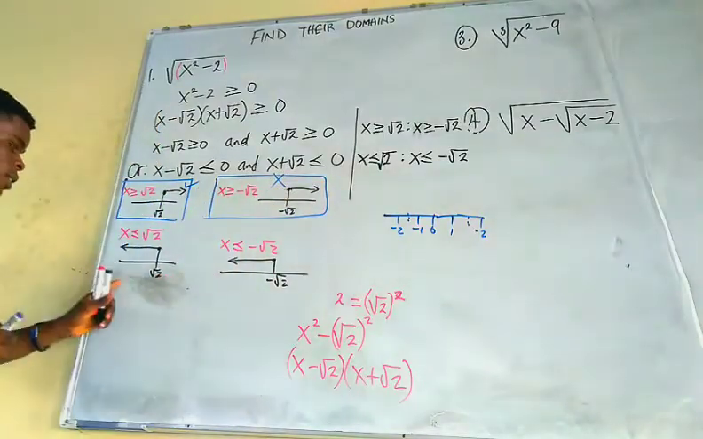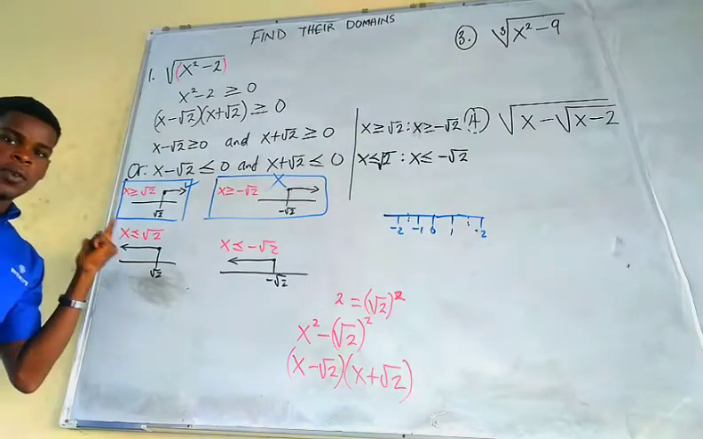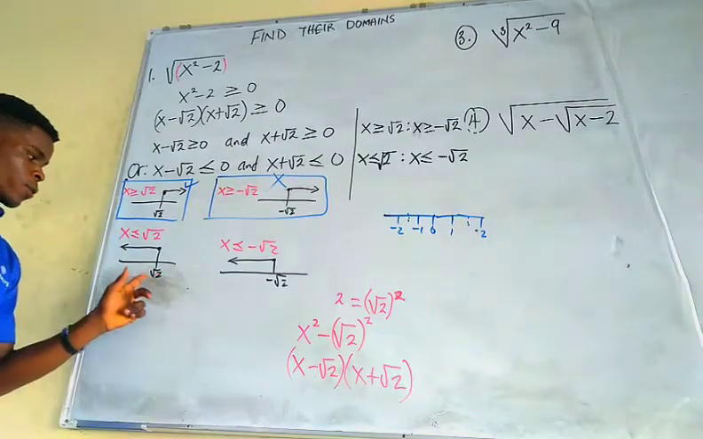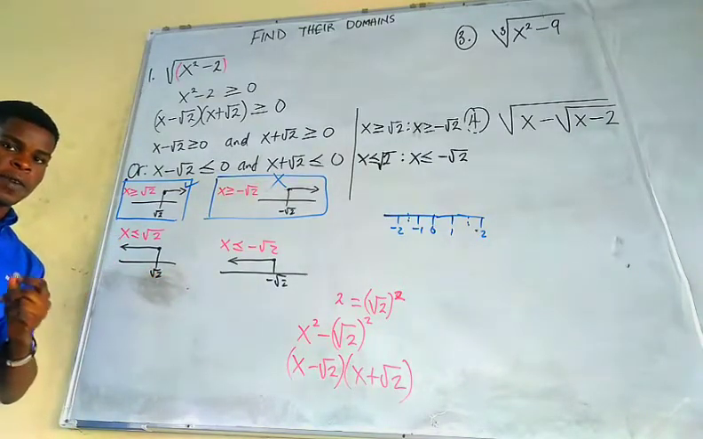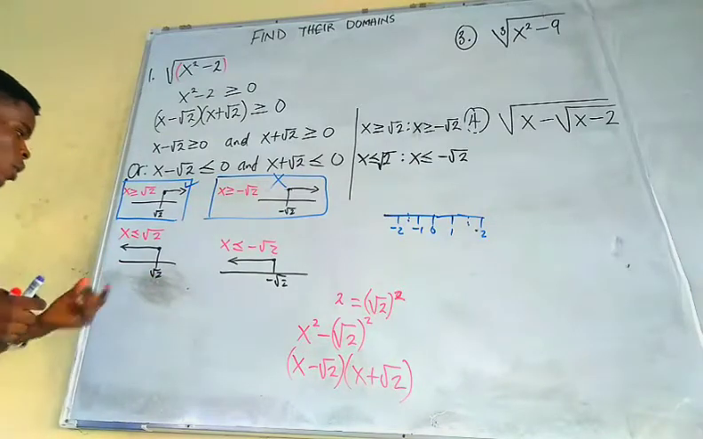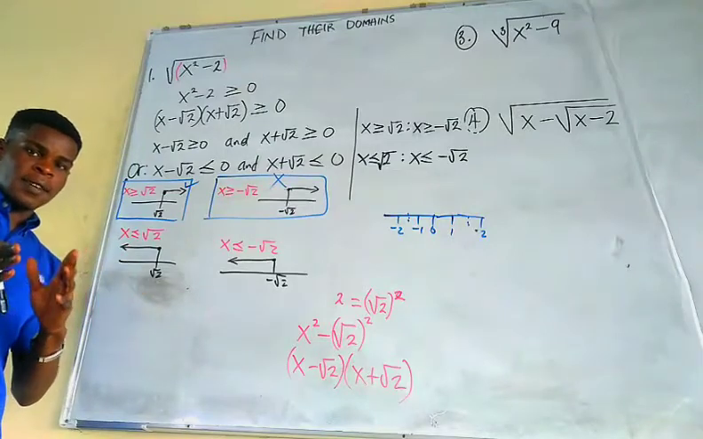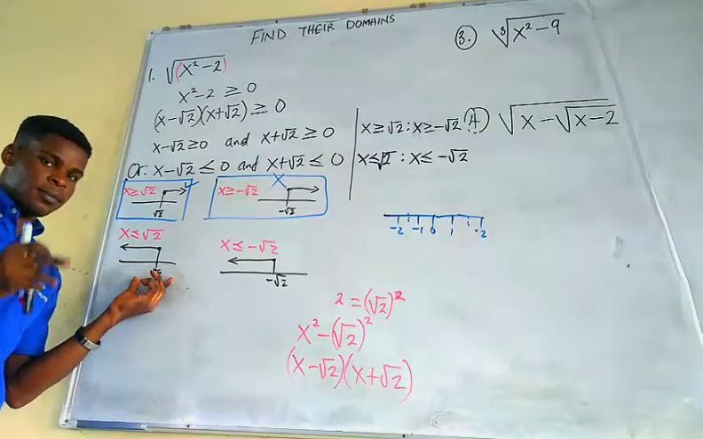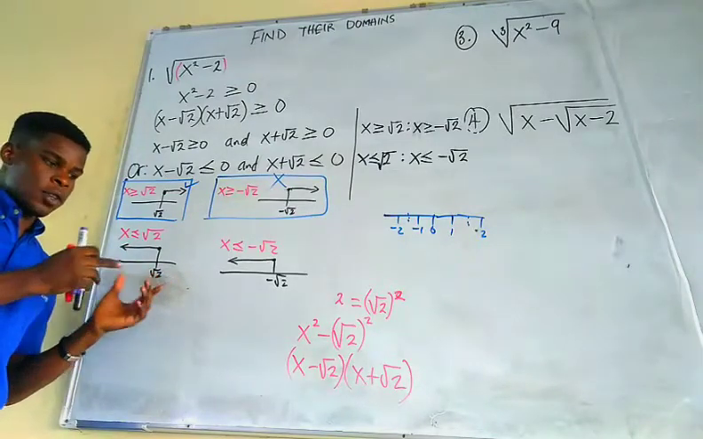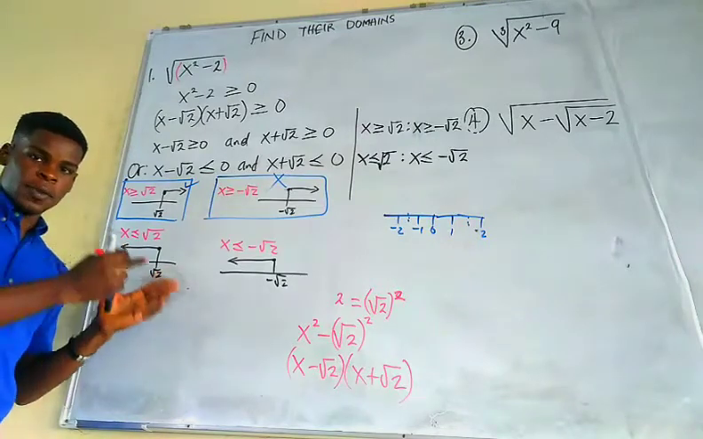Again, we go for this. x should be less than or equal to square root of 2. Well, square root of 2 lies here on the positive part, that's on the right side of 0. Now, x should be less than or equal to square root of 2, so all numbers less than or equal to square root of 2, we can put 1, alright? Because square root of 2, like I said, lies between 1 and 2.